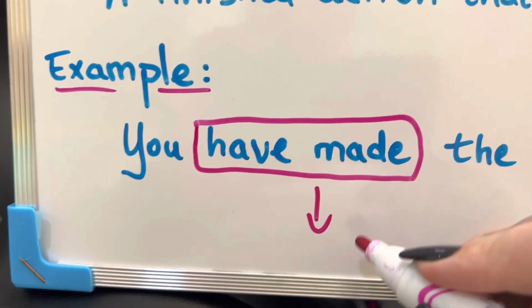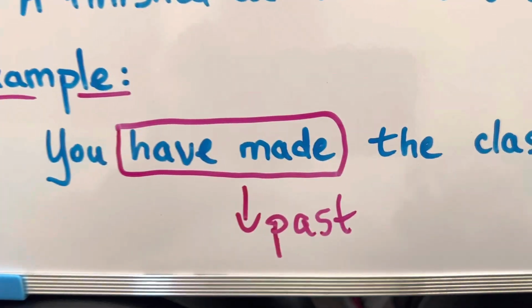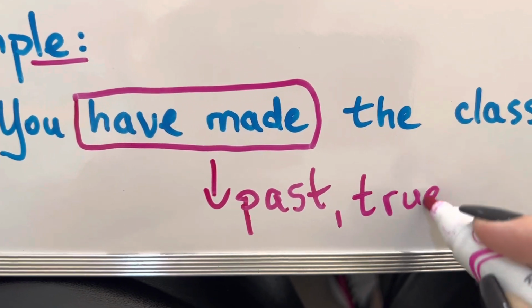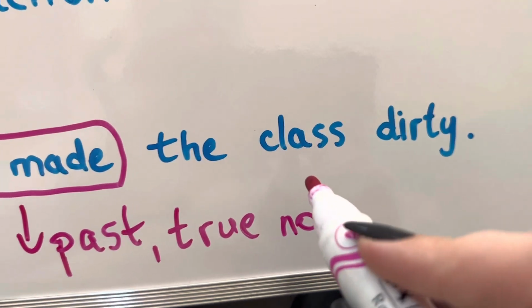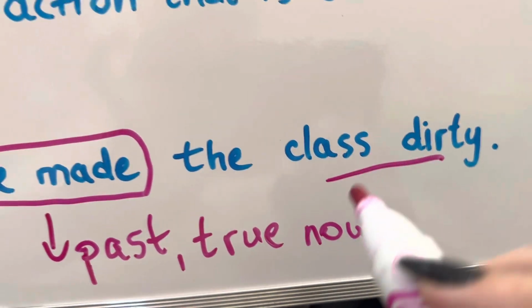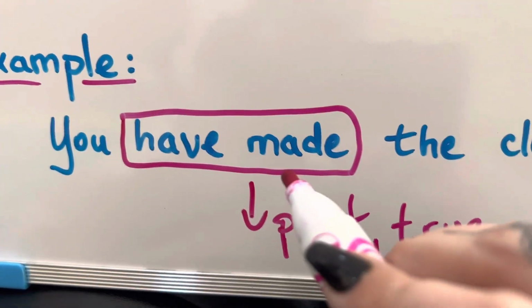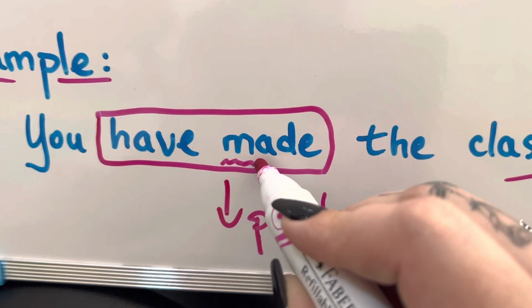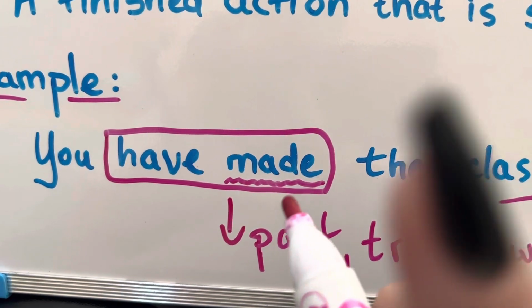It means that this happened in the past. Okay? But it is still true now. What does it mean? It's still true now. It means that the class is still dirty now. Nobody cleaned it, right? It happened in the past. How do we know it's the past? Because we have this made here. Okay, it's past participle. Let's remember.